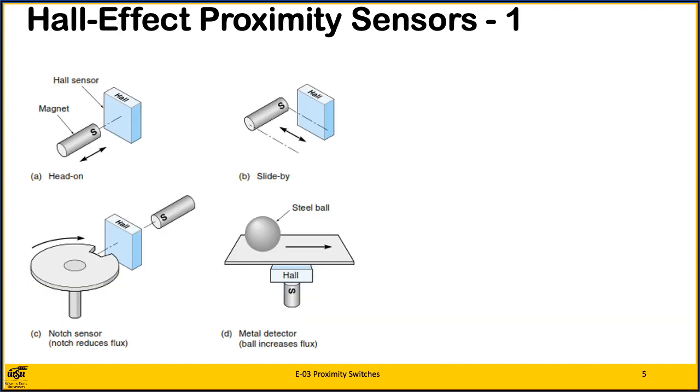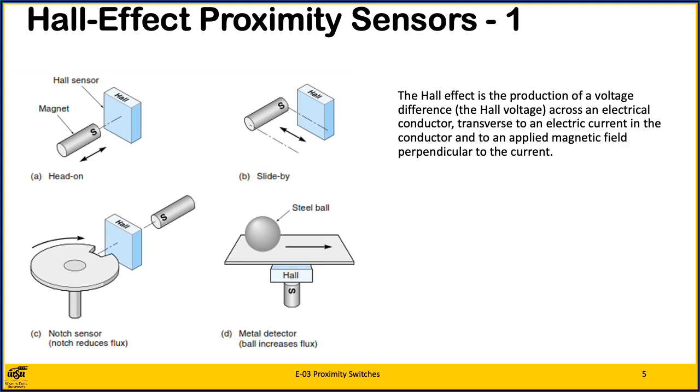In 1879, E.H. Hall first noticed the effect that bears his name. He discovered a special property of copper and later of semiconductors. They produce a voltage in the presence of a magnetic field. This is especially true for germanium and indium. The Hall effect is the production of a voltage difference, the Hall voltage, across an electrical conductor transverse to an electric current in the conductor and to an applied magnetic field perpendicular to the current.